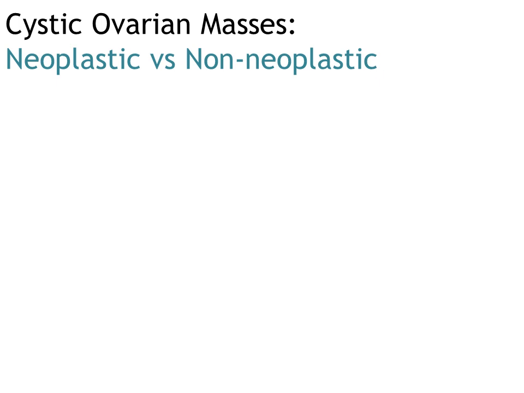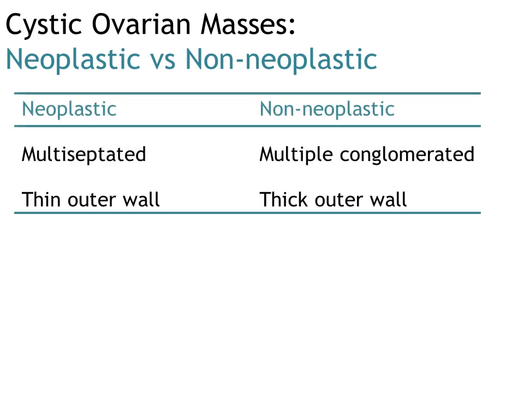Before going into individual groups, let's think about difference of patterns between neoplastic and non-neoplastic cystic ovarian masses. It is well known that neoplastic masses usually appear as a single cystic mass with thin outer wall and multiple septa, so-called multiseptated cystic mass, while a non-neoplastic lesion usually composed of multiple conglomerated cystic masses with thick outer wall.